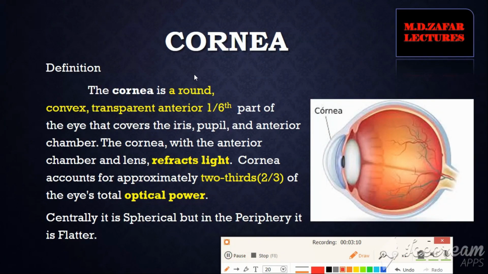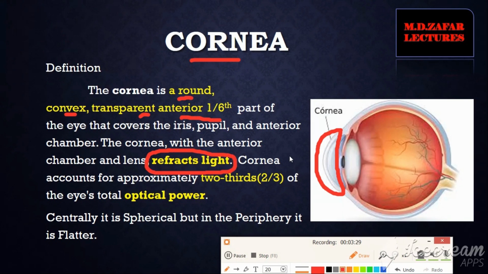Now we will come to our main topic, that is cornea. Cornea is this portion like this. Now cornea is a round, convex, transparent anterior 1/6 of the eye, and the main function of it is to refract light. Now as light enters through this aperture, it is refracted onto the retina like this. Now this refraction power accounts for 2/3 of the total optical power of the eye.